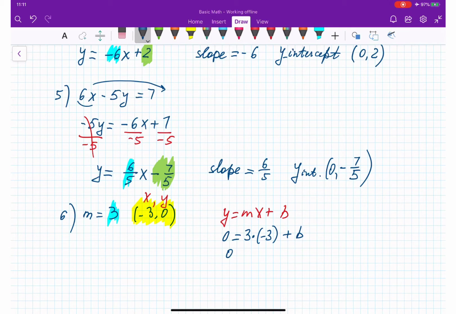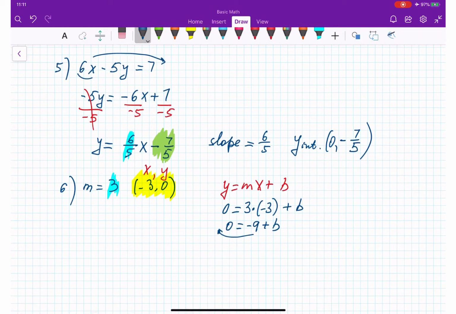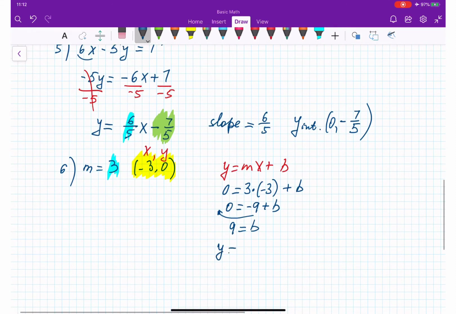Okay, so 0 equals -9 plus b. If I move this -9 to this side, I get positive 9 equals b. So if my b is 9, then how will the equation look? The equation will look like y equals, my m is 3, times x, and plus b is 9. So y equals 3x plus 9, and this is our equation.